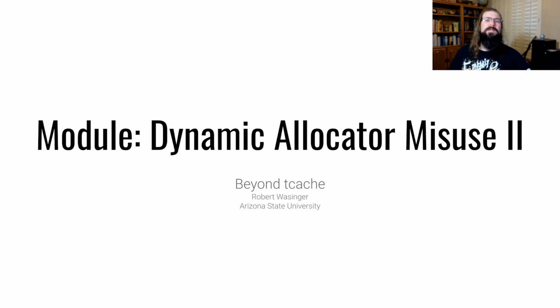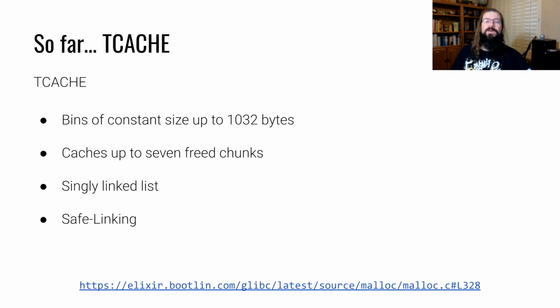In this module, we're going to take another look at the dynamic allocator, specifically everything that happens outside of TCACHE. Now, we've spent a decent amount of time talking about TCACHE and how it works. We've said that TCACHE consists of a number of fixed size bins, and these bins accommodate chunks up to a size of about 1032 bytes. Each of these bins can hold up to 7 chunks of its specific size.